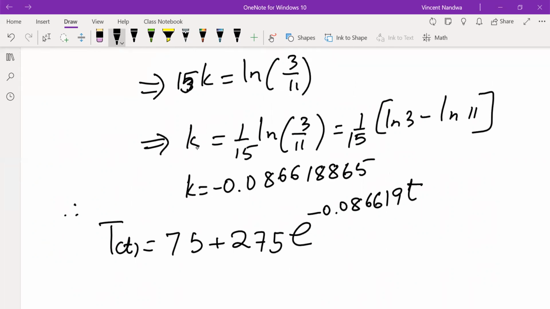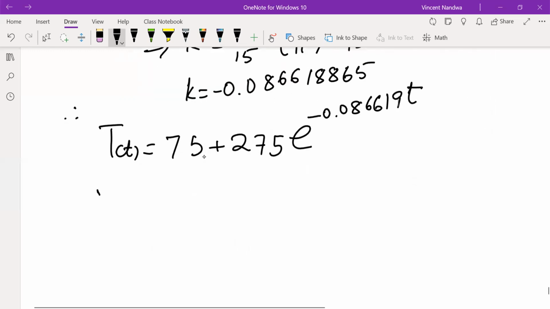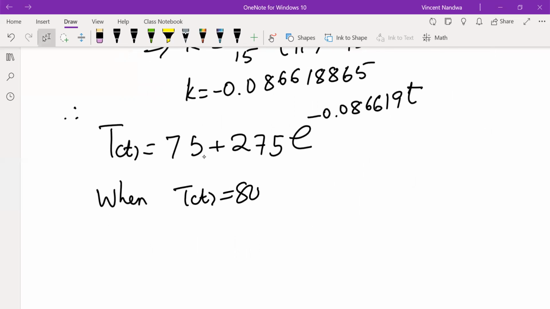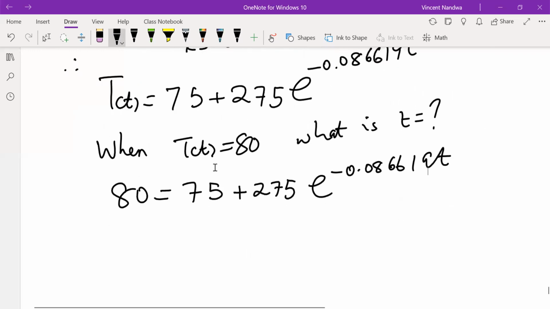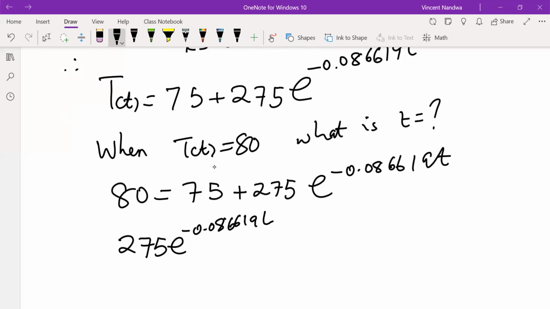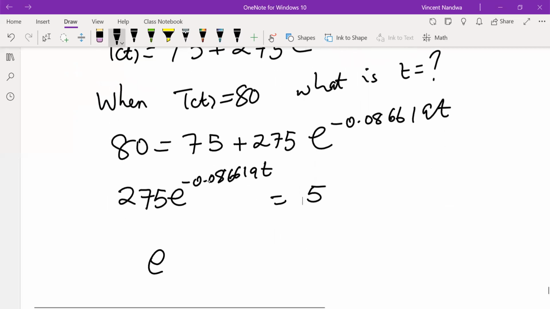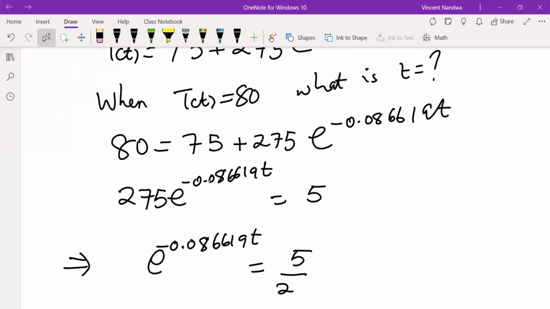We're interested in finding the time required to cool the pie to a temperature of 80 degrees Fahrenheit. So when T of t is 80, what is t? I'll have 80 equals 75 plus 275 e raised power negative 0.086619 t. So 80 minus 75 gives 5. So e raised power negative 0.086619 t equals 5 over 275. So 5 divided by 275 is 1 over 55.